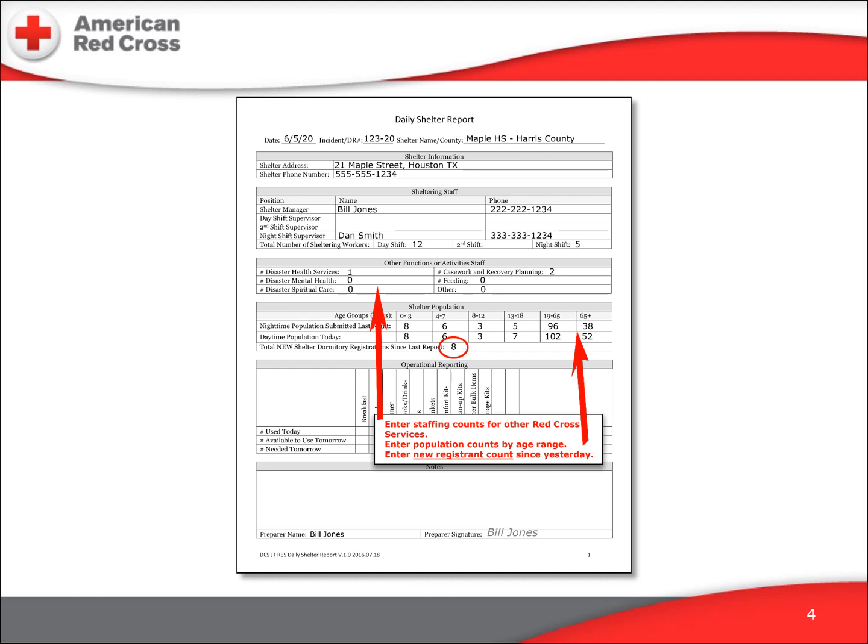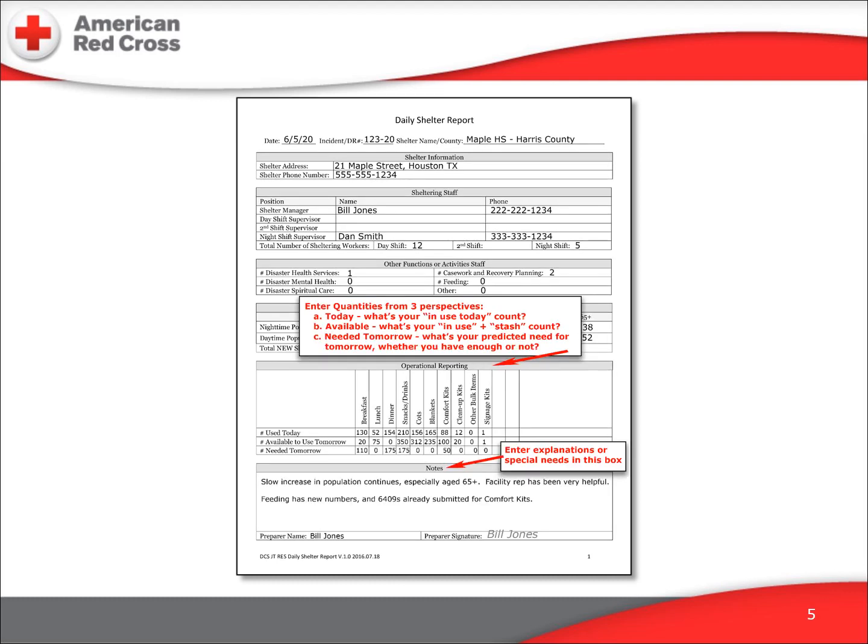Next, the client population. This count is broken down by age range, which helps the planners gauge the future needs in this shelter. Our standard demographic categories are 0 to 3 years old, 4 to 7, 8 to 12, 13 to 18, 19 to 65, and over 65 years of age. And finally, enter one number showing the new dormitory registrants since yesterday's report.